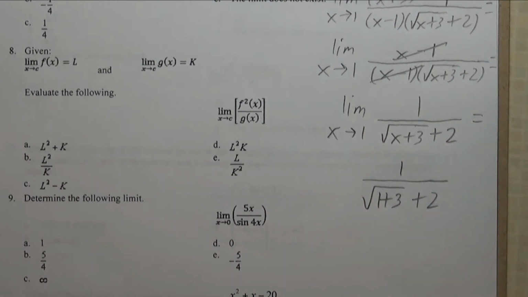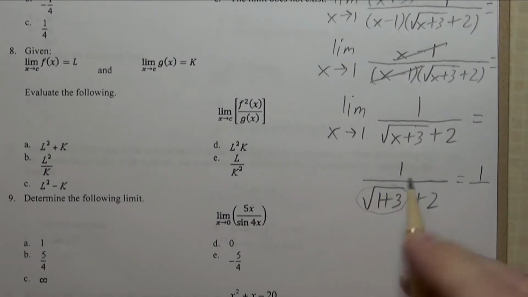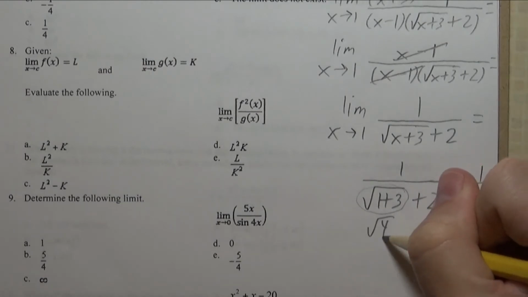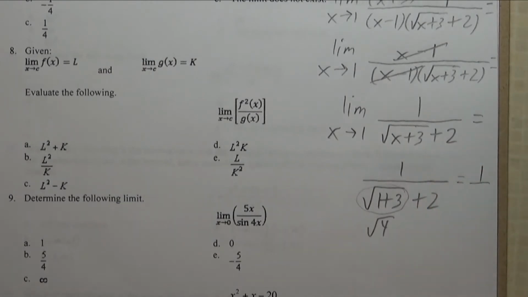And we get it. What is this? This is actually the square root of 4. 1 plus 3 is 4. This right here is the square root of 4, which is 2. This right here is the square root of 4 plus 2, which is 4. 1/4 is the answer.